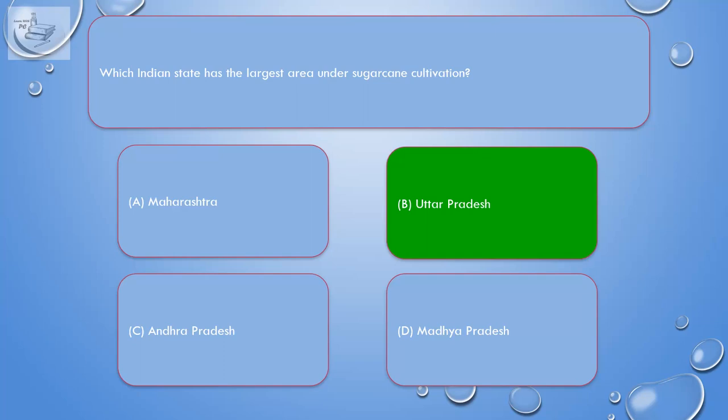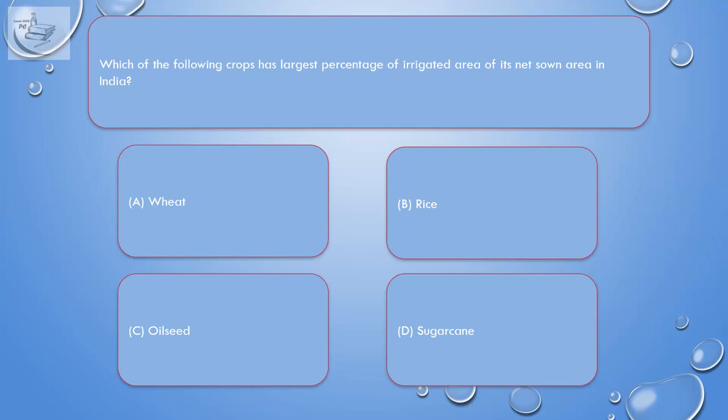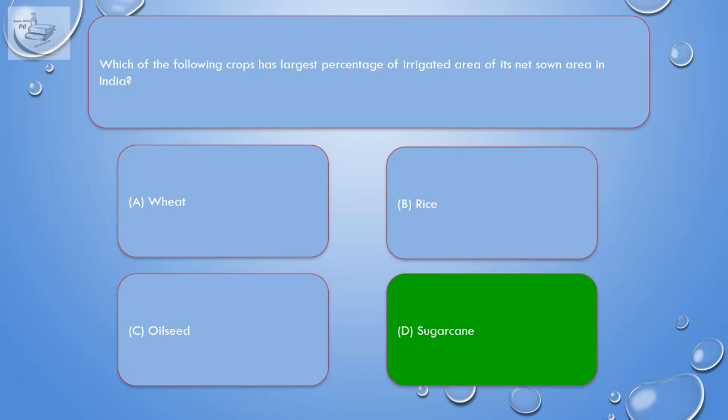Correct answer is B. Uttar Pradesh. Question: which of the following crops has largest percentage of irrigated area of its net sown area in India? A. Wheat. B. Rice. C. Oilseed. D. Sugarcane.